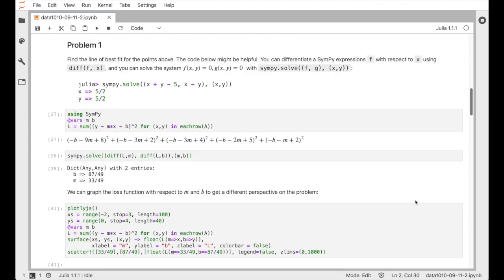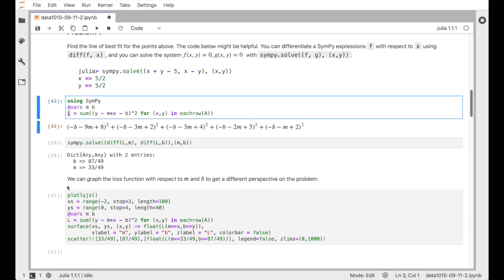Okay, so in this first problem, we're going to actually find the line of best fit above using some calculus. But instead of doing the calculus by hand, we're going to get SymPy to do it for us. SymPy is a Python library for doing symbolic mathematics, and this package, SymPy.jl, is a Julia package that wraps that one. The instructions here tell us what to do. We define our expression L in terms of m and b. So this macro @vars is declaring m and b to be variables in the algebra sense within the package SymPy. So we can then combine them using algebra rules and store the new expression we come up with as L.